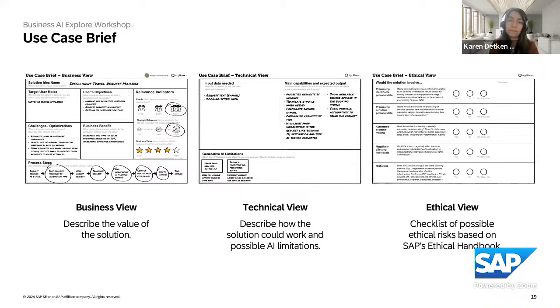And then the ethical view is basically a checklist of ethical risks that are based on the SAP's ethical handbook. So there are questions like if the solution uses personalized data that needs to be anonymized, for example, or if it uses automatic decision making, so that you always consider having the human in the loop. These are things that you should consider moving forward with your application. So maybe there are things that need to be changed to make the application ethically compliant.